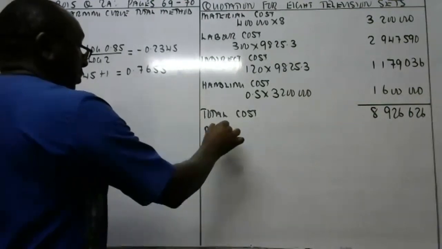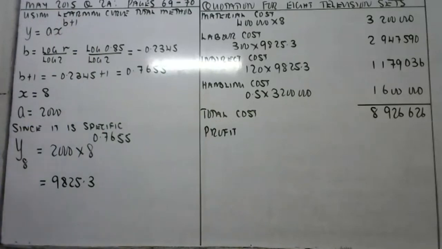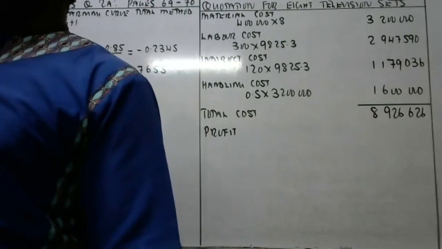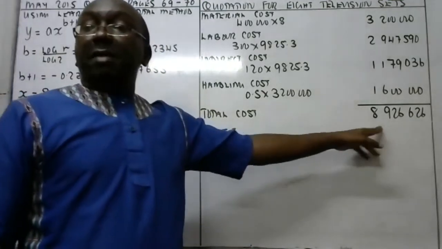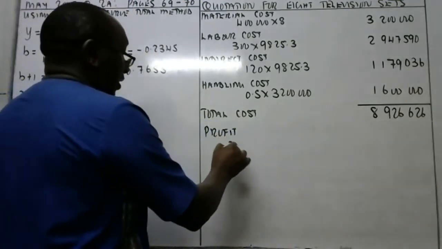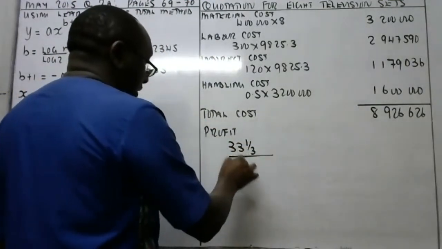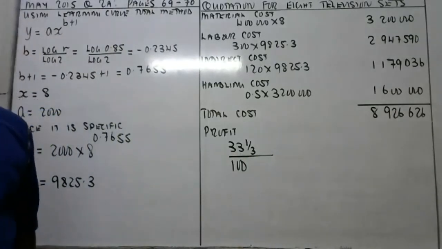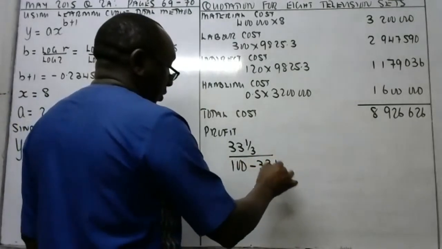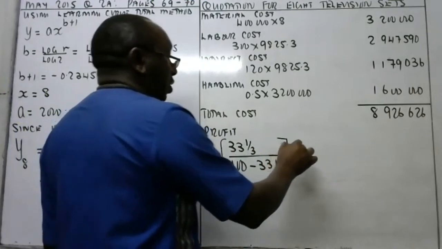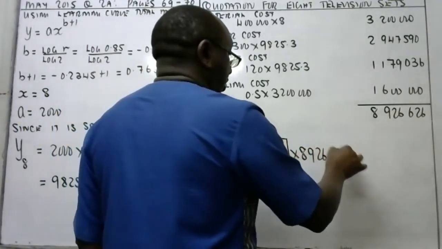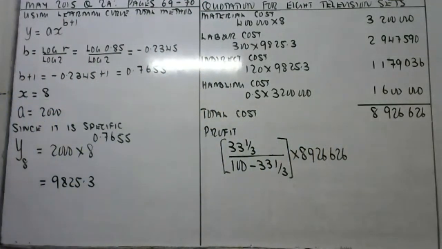Then the profits. The question says that they have a margin of 3 1/3. Now margin is profit expressed in terms of the selling price, and what we have here is the cost. So we must convert it to markup. This margin, that 3 1/3 out of 100, for you to make it to be markup, you less the numerator, then multiply by this cost, the 8,926,626. That is how you convert the margin to markup.